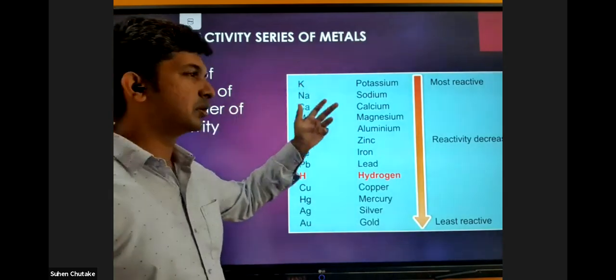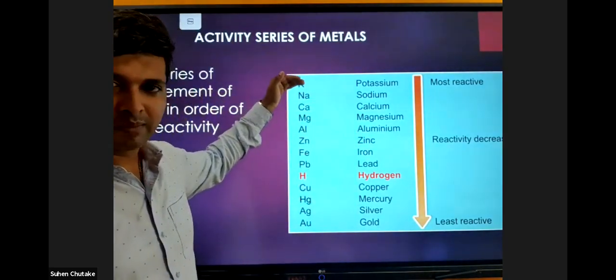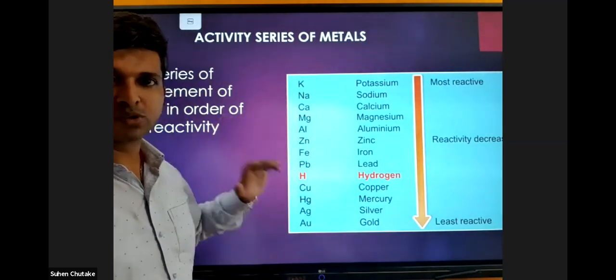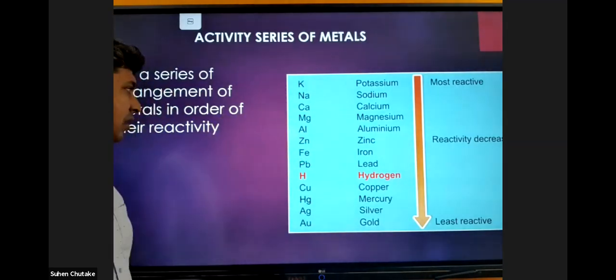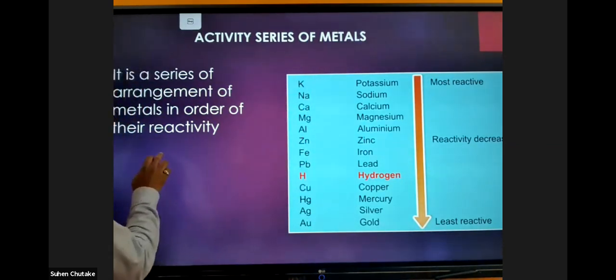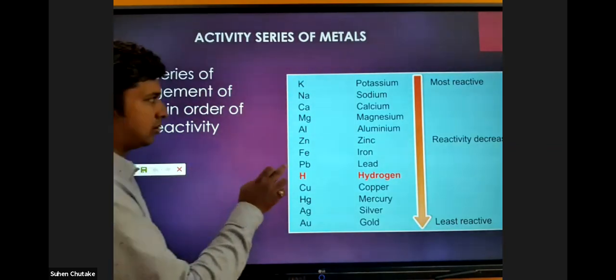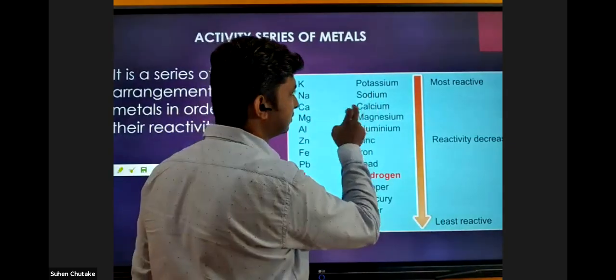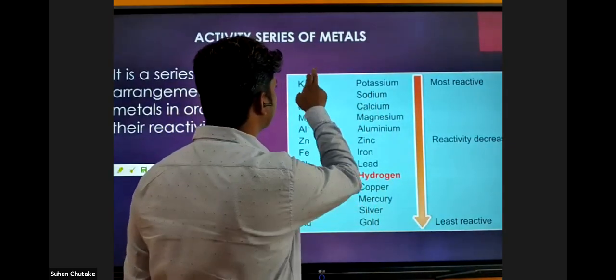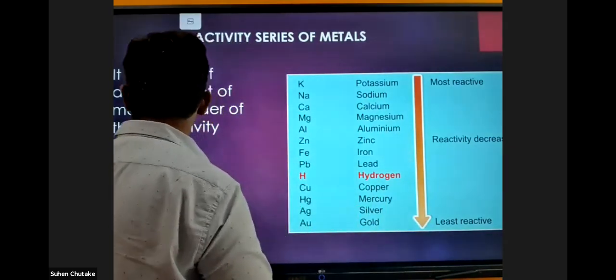Obviously, why I'm showing you this is because I want to show you that the metals placed above are able to displace the metals which are placed below. Now, for example, we can take calcium. Calcium can displace hydrogen. See how? I'll show you in this reaction. Let me write over here.